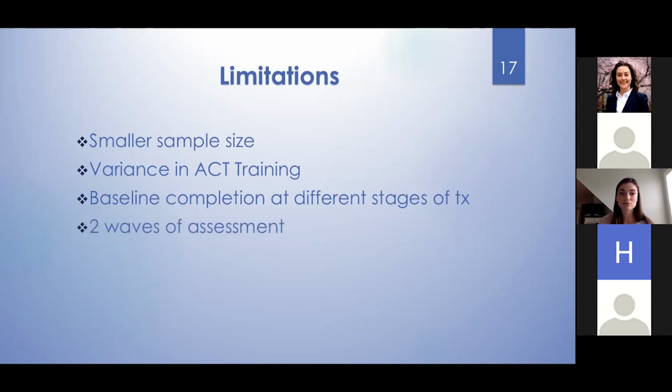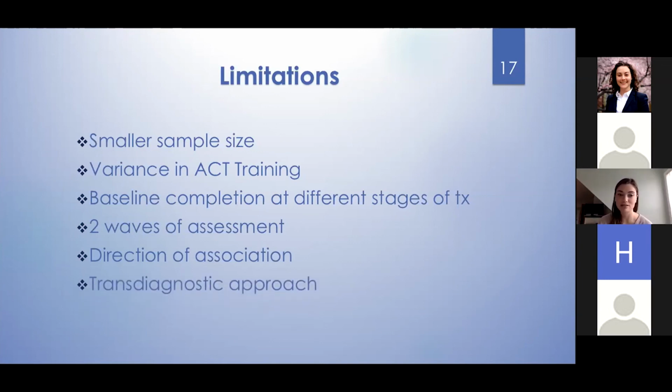We only assessed at 2 time points, so there's only 2 waves of assessment. Future studies could do multi-wave assessment, which would allow for more fine-grained analyses to clarify the directionality of these processes. Because right now it's purely correlational, so we don't know the direction of association. And finally, this is a transdiagnostic approach. We didn't run analyses separately within those who were displaying anxious symptoms versus those who were displaying depressive symptoms. We just ran analyses in the complete population.